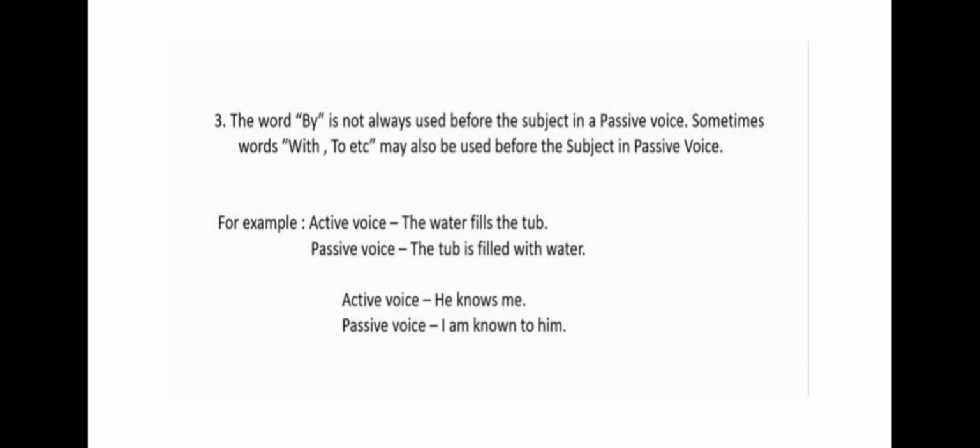Second example. Active voice: he knows me. Passive voice: I am known to him. Now see, we are using to here instead of by. So according to the construction of the sentence, we would be using the word by, with, or to. I hope this is understood by all.